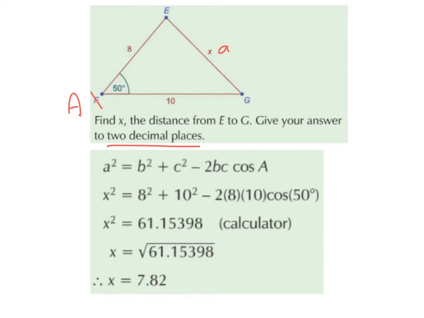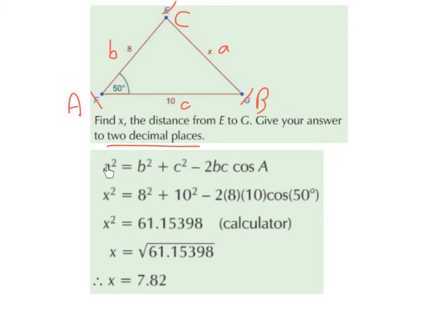But I'm going to label G as capital B. And therefore the side opposite that is going to be lowercase b. And I'm going to label the last remaining angle as angle C. And the side that is opposite that is going to be lowercase c. Okay, so now all I have to do is substitute into my formula.